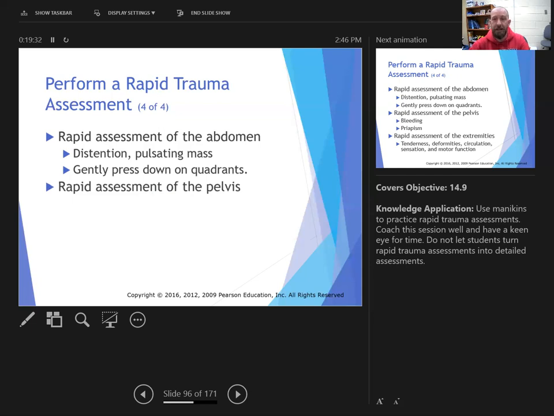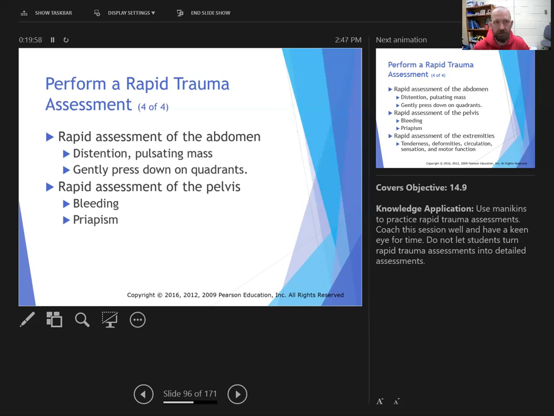And we're going to do the rapid assessment of the pelvis. What we're looking for in the pelvis here is any signs of bleeding, so bruising, things like that. So we need to see that. Again, trauma naked, we're going to be seeing everything here. We're going to be looking for what's called a priapism in men. This is for men only. Priapism is an erection, and it can be a sign of spinal trauma.